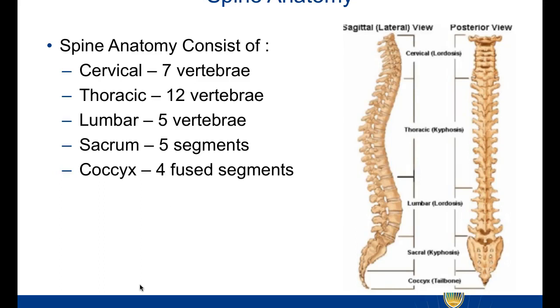Looking at the spine anatomy itself, we can see that the spine consists of cervical, 7 vertebrae; thoracic, 12 vertebrae; lumbar, 5 vertebrae; sacrum, 5 segments; and coccyx, 4 fused segments.